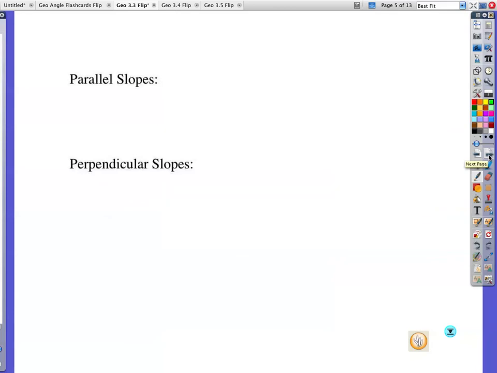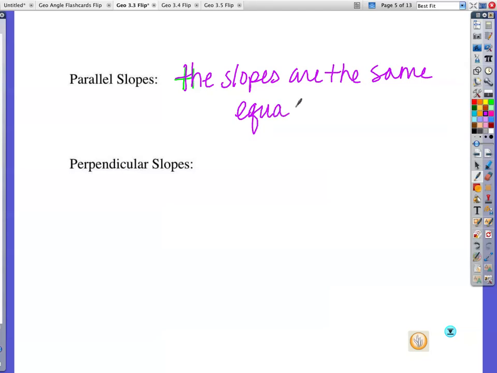All right, parallel slopes. Let's get something you can all see. The slopes are the same, or they're equal, equivalent, identical, things like that. Perpendicular slopes are opposite reciprocals.